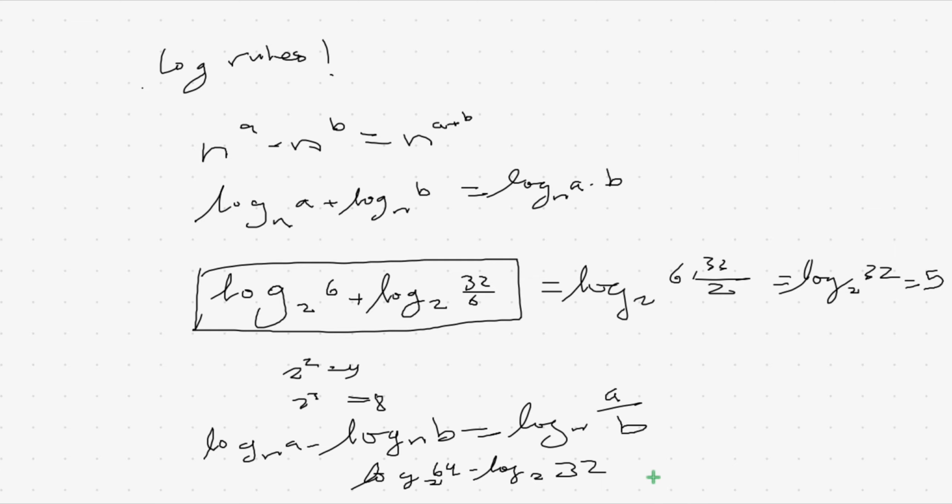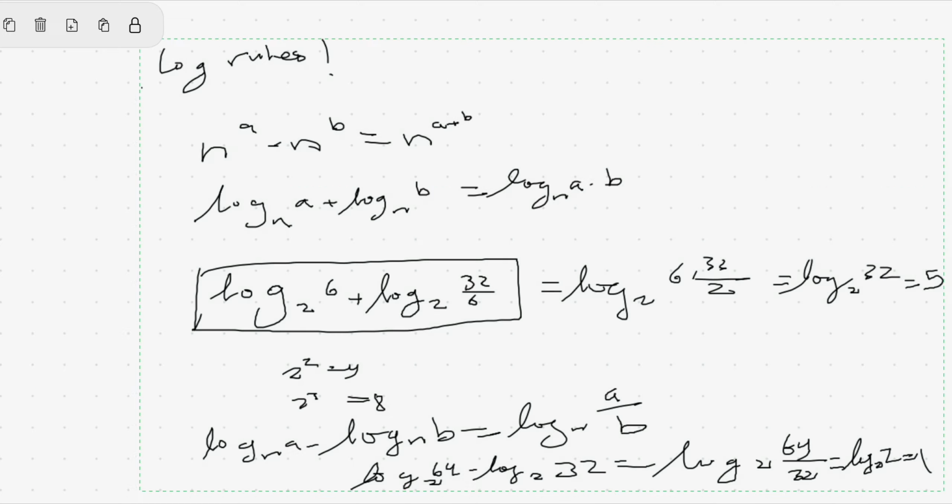So this equals log base 2 of 64 over 32, which is log base 2 of 2, which is 1, okay? Alright, so we've got the basics covered now.